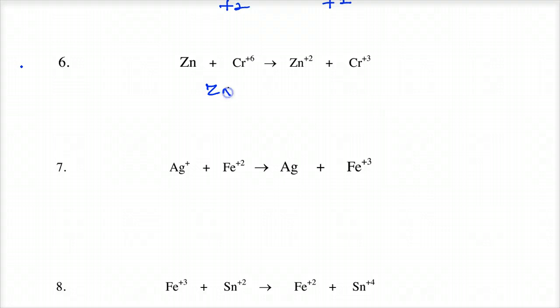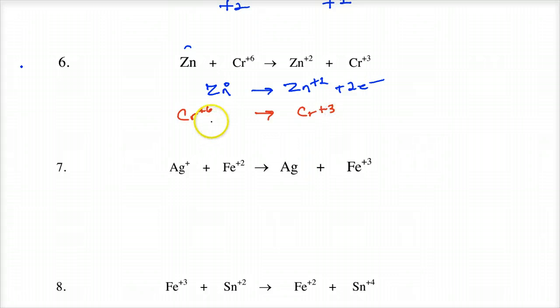You do your zinc 0, go to your zinc plus 2, plus 2 electrons. And you go to your chromium plus 6. Always keep them on the same side. And you go into chromium plus 3. Of course, to do that, you need to have what? 3 electrons being absorbed, because we're still having the same charge on both sides of a half reaction, whether we're doing the more advanced method or the shortcut method here.